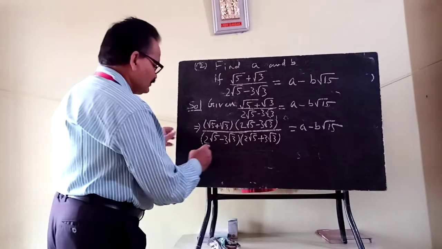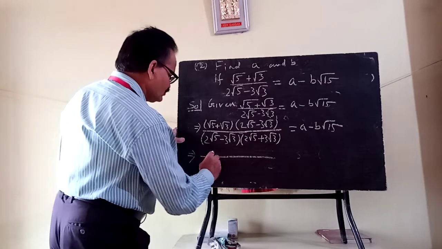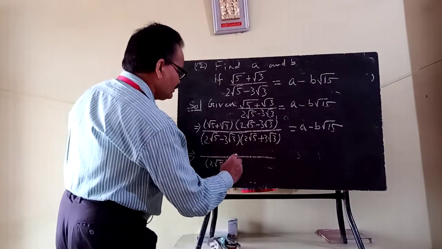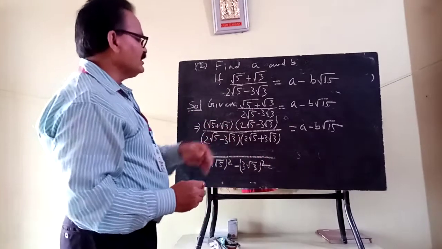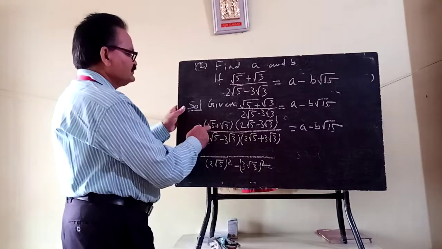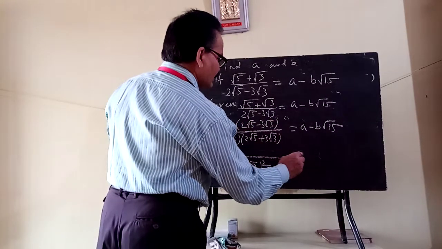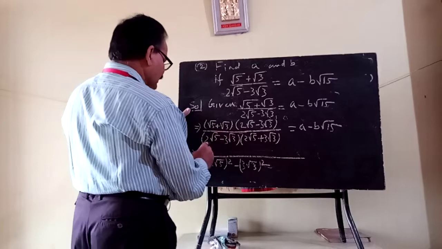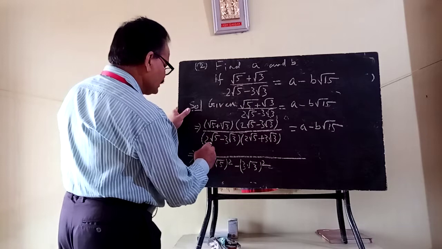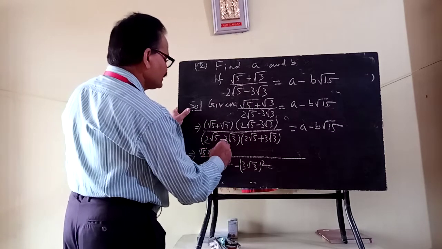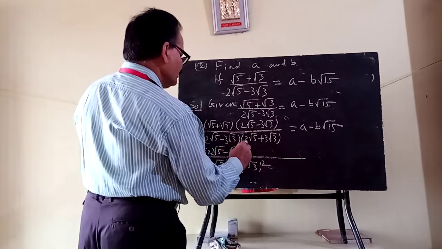After simplification, in the denominator what will you get? This is your 2 root 5 whole square minus 3 root 3 whole square. And in the numerator you have to multiply root 5 plus root 3 into 2 root 5 plus 3 root 3. You have to open the bracket. So root 5 into 2 root 5, and then plus root 5 into 3 root 3.